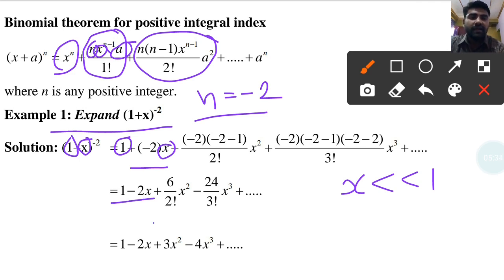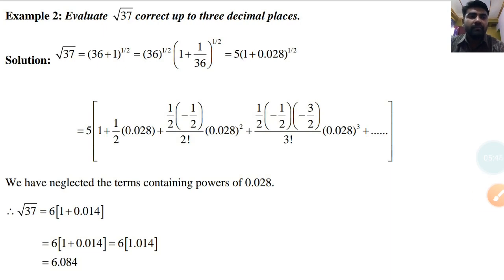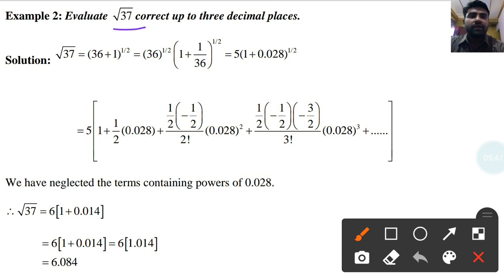So first, second, that is here 1 minus 2x, all other terms we can neglect because of the smaller value of x. So now time for one more example, and that is root 37. Find root 37 by the binomial theorem, right? Root 37, so we can write 36 plus 1, root means power is 1 by 2, right?